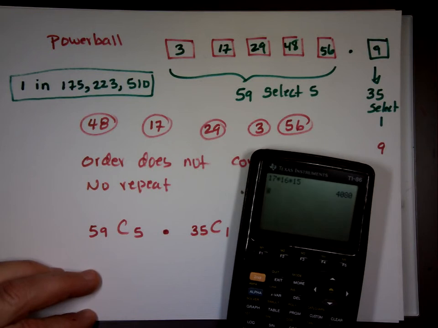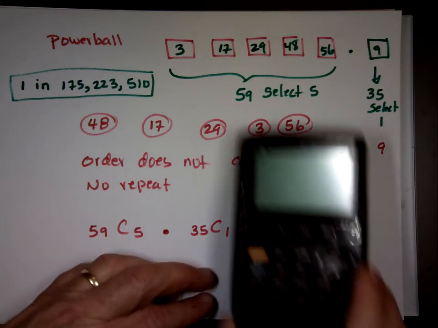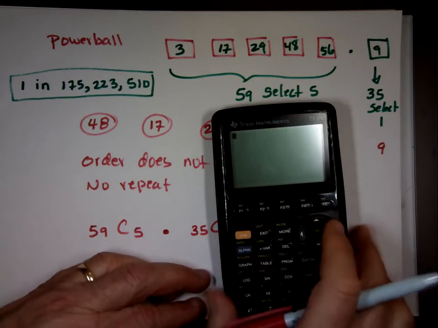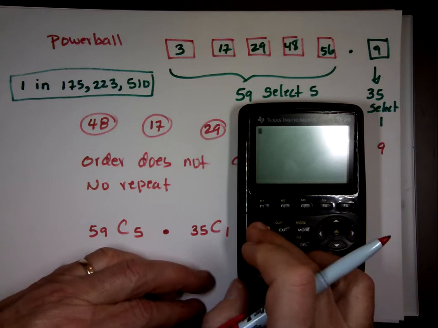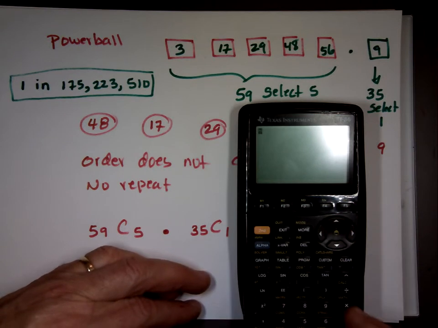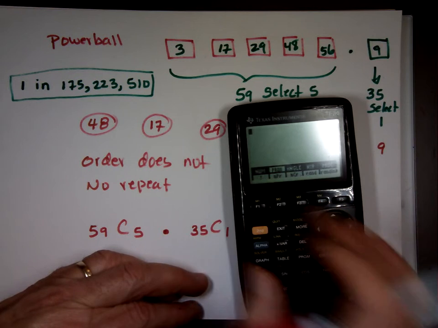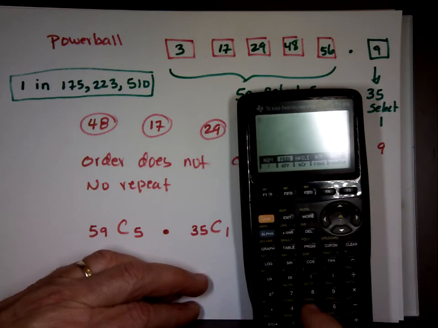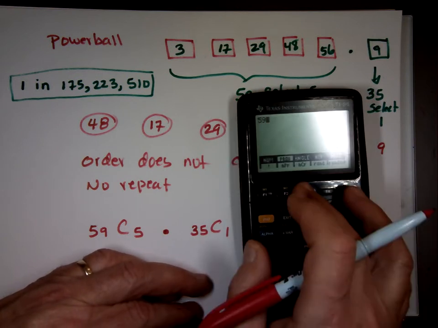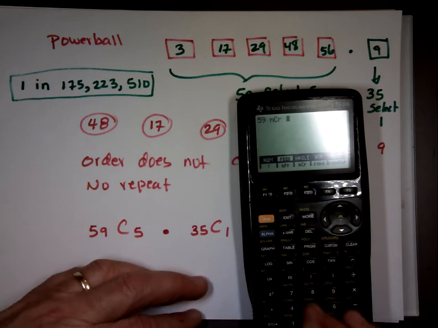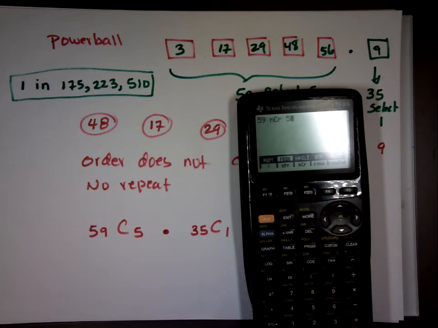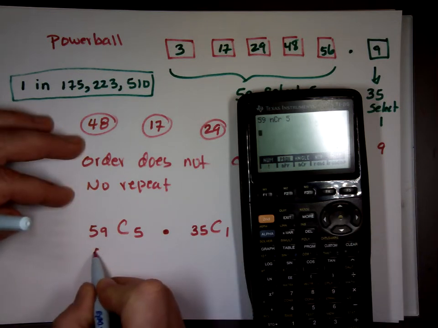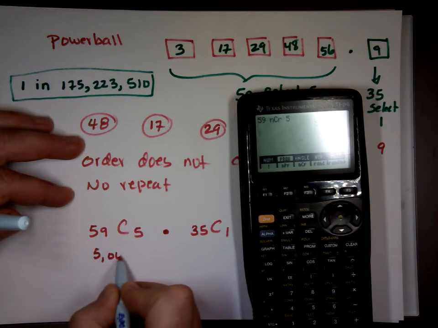59 choose 5. I'm not going to do them by hand, I'd be crazy. I'll go to math, Probability. There we go. 59 NCR, choose 5. Hit the equal sign. And the answer to this is 5,006,386.